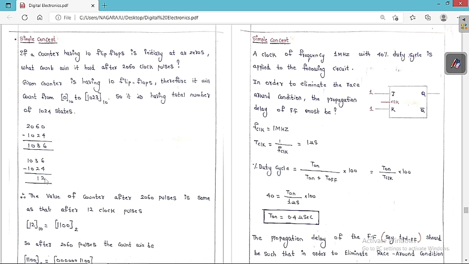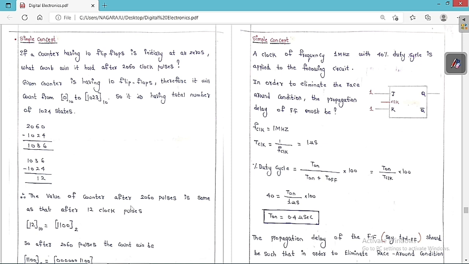Try to get a number which is in between the states. You can see clearly 12 lies between 0 and 1024, whereas 1036 is above 1024. I want a number which is lying in between the 0 to 1024 states. That is the reason I have subtracted 1024 two times. Therefore 2060 minus 1024 is 1036. Again 1036 minus 1024 is equal to 12. So 12 lies between the 0 to 1024 states. The value of the counter after 2060 pulses is the same as that after 12 clock pulses.